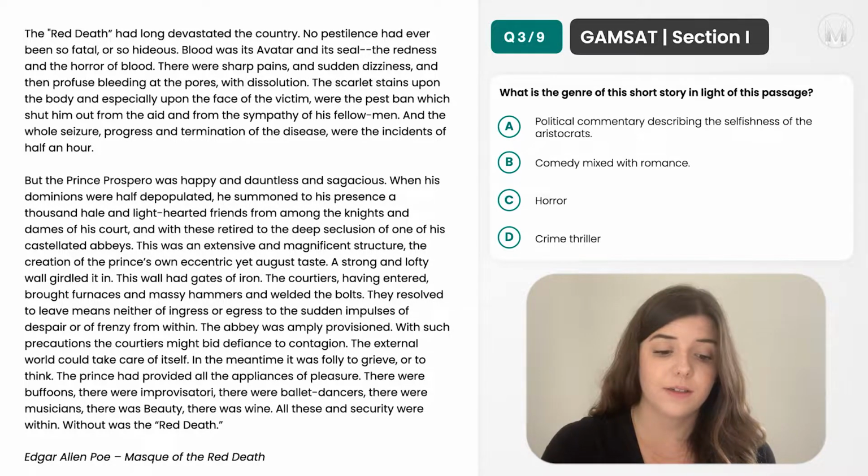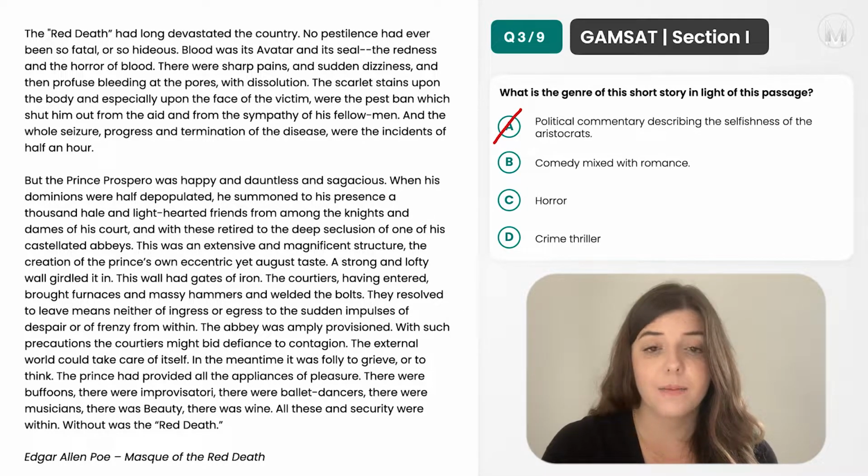So if we look at the options, option A, political commentary describing the selfishness of the aristocrats. Although the aristocrats are coming across as quite selfish in this piece, it's definitely not the genre in total. It's all about the Red Death. So there's less of a focus on the selfishness of the aristocrats, and the political commentary, that's definitely not the genre of this story either. So we can rule out option A.